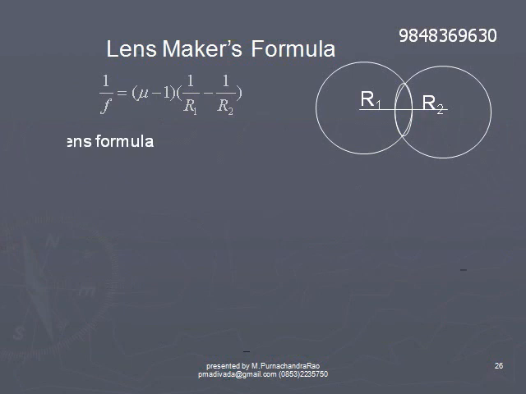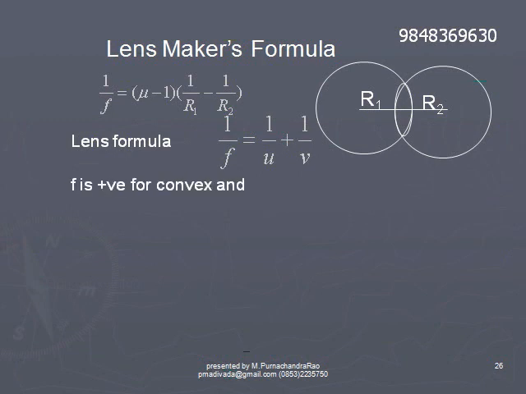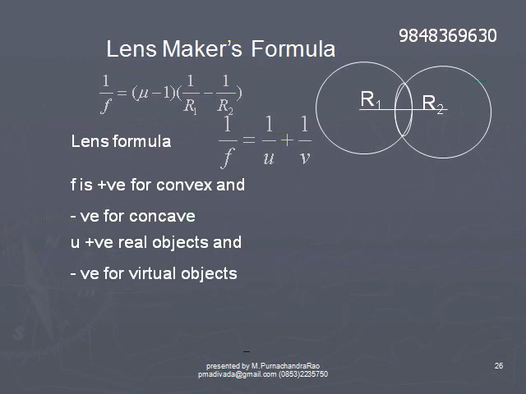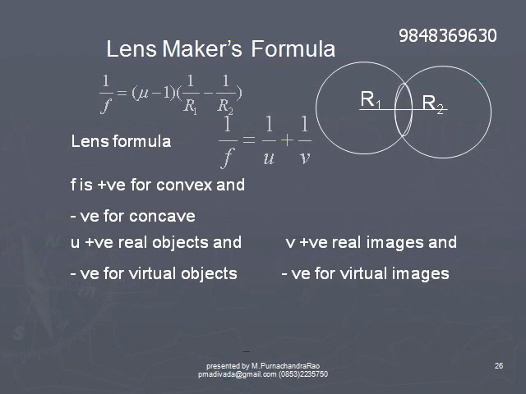For applying this relation, the sign convention adopted is: f is taken positive for convex lens and negative for concave lens. u is taken as positive for real objects and negative for virtual objects. v is positive for real images and negative for virtual images.